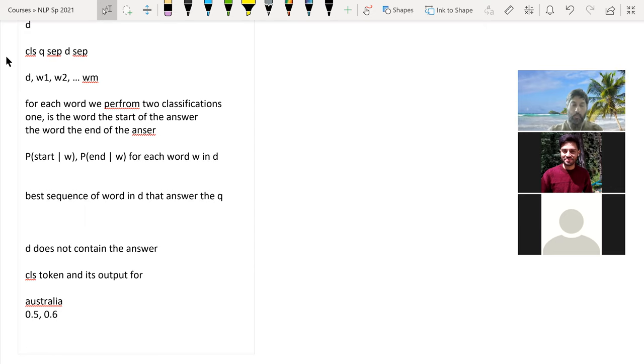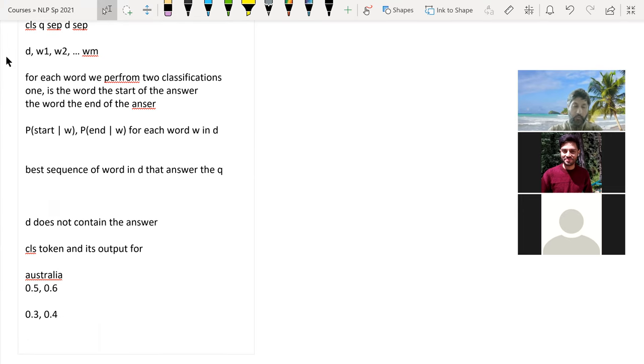Okay, so the other thing that I was talking about was that let's say if the answer is not there, of course, your model would still give some probability. Let's say 0.3 probability or 0.4 probability, but of course, you can maybe threshold on the probability, but oftentimes we don't have a good way of thresholding probabilities. So one other way is that you use the CLS token and its output for classifying whether this D contains an answer to Q or not. It's kind of a binary classifier. So use CLS for binary classification, whether this D contains an answer to this Q.